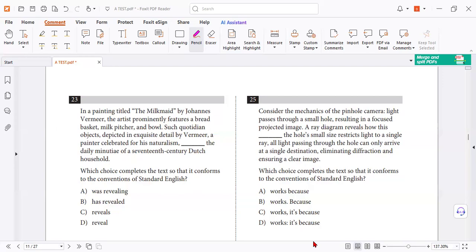As revealed. Why do you think "as revealed"? It's the objects that are revealing. So it has revealed. So it must be letter D. Always remember this structure.